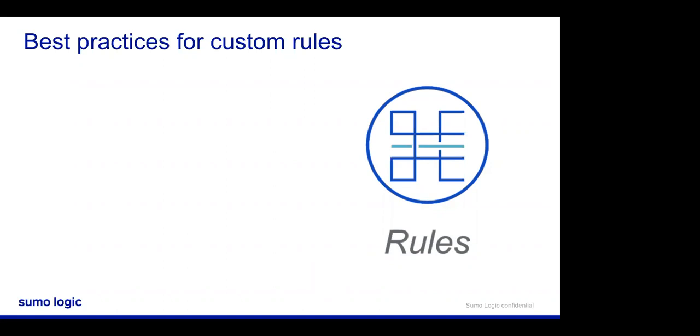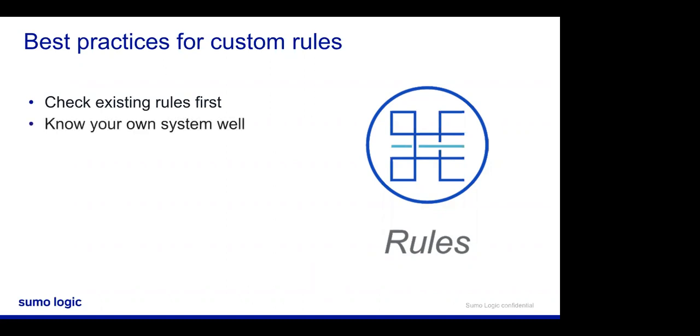So as far as best practices for creating your own custom rules, first of all, check to see if the existing rules exist first, so you don't have to create your custom rule. Maybe they exist and they're disabled for whatever reason. You can enable them. Know your system well.